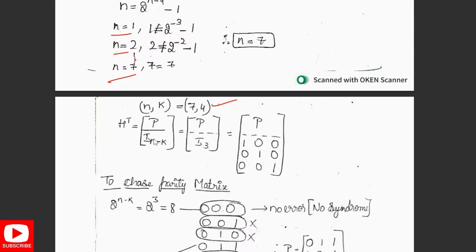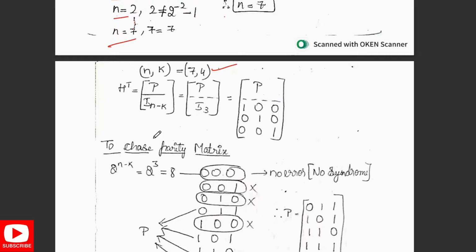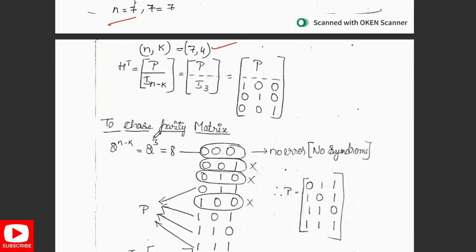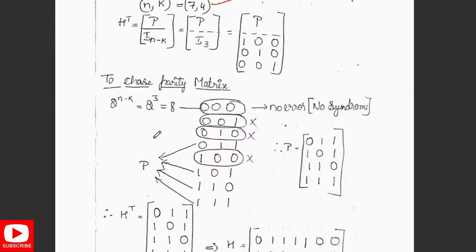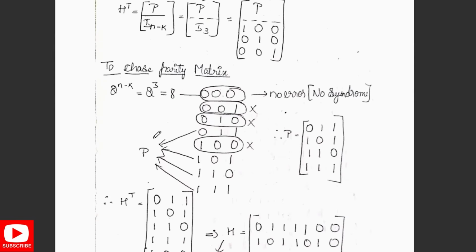H transpose is given by what? P and the identity matrix of order n minus k. P we don't know. n minus k is 7 minus 4, which is 3. Now we need to choose the parity matrix. How to choose it? 2 power (n minus k) is 8. Here you should observe that rows should not be repeated, so you have to identify the matrix. This is the code that we write as usual for 0, 1, 2, 3, 4, 5, 6. Here the first one cannot be possible because it means no errors.